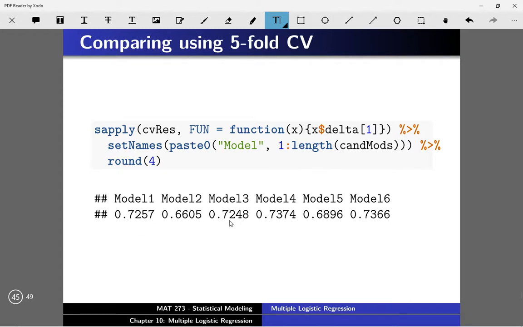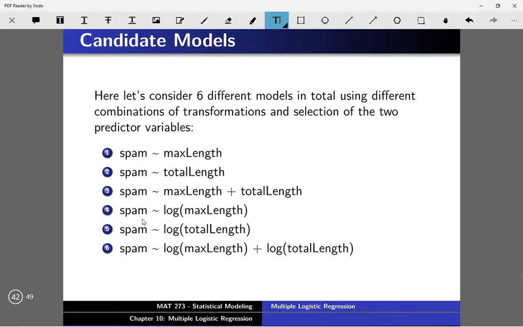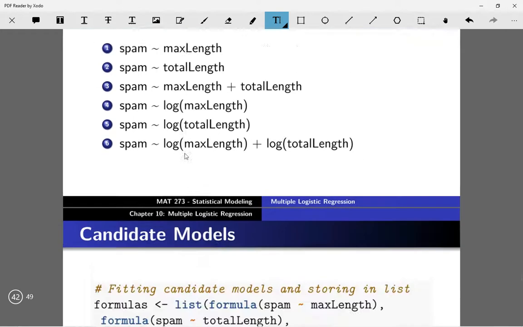And so, yeah, we want the model with the largest cross-validation accuracy. Here it's close, but it looks like model 4 has the highest. Okay, and if we look back up, which one was model 4? Model 4 is just the model with the log max length. So again, not the model with the most number of predictors, and not the model that was not log transformed. It happens to be this model 4. That's what cross-validation thinks is the best.